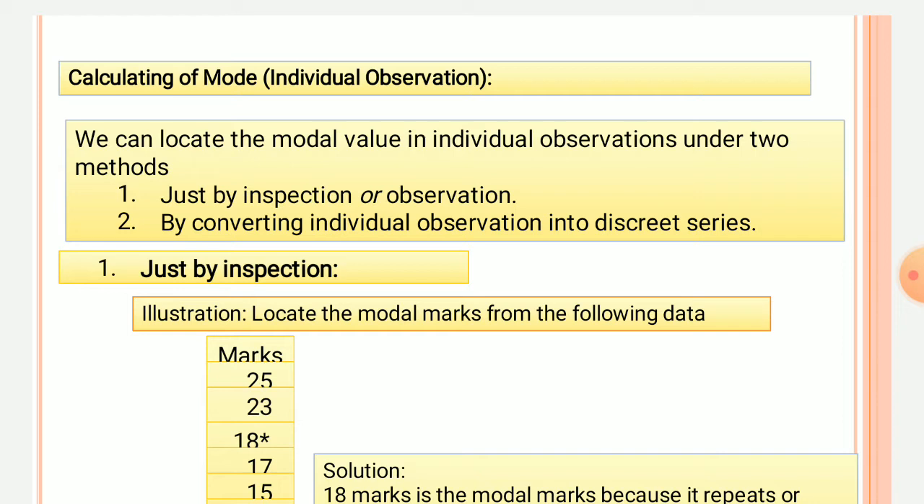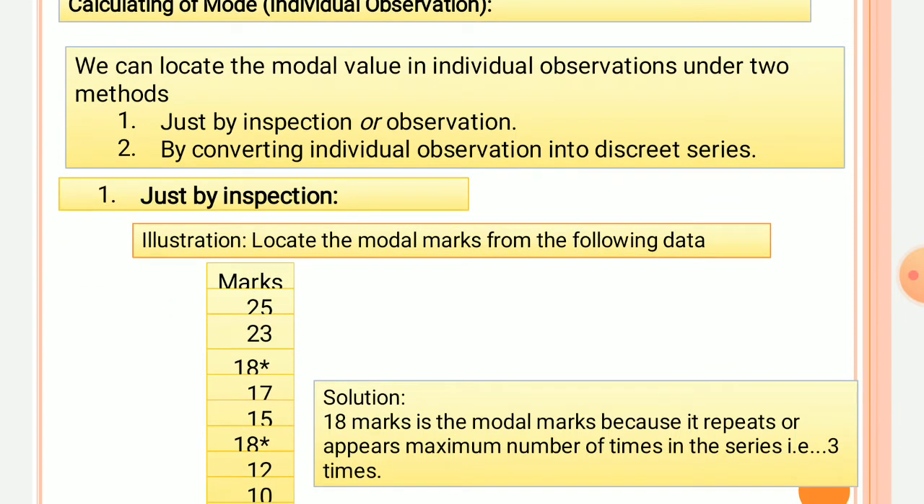So these are two methods in which we can locate the modal value for individual observations. In individual observations, the mode can often be found by mere inspection. So just by an inspection we can calculate the modal value.